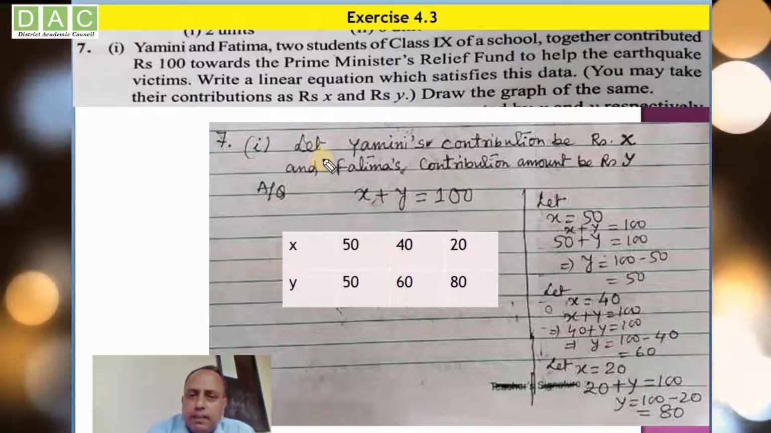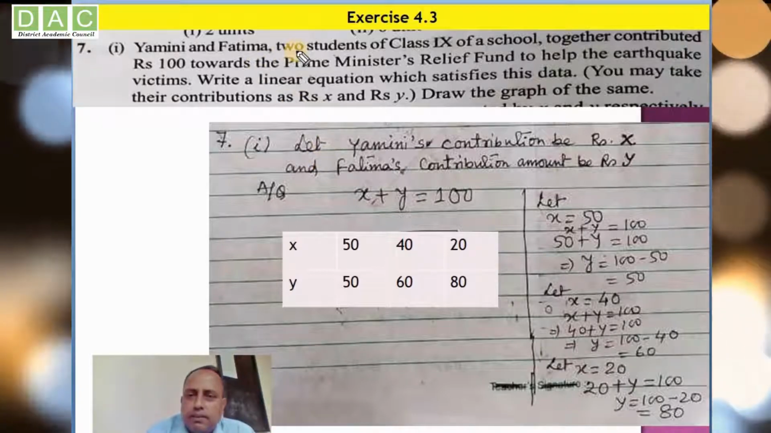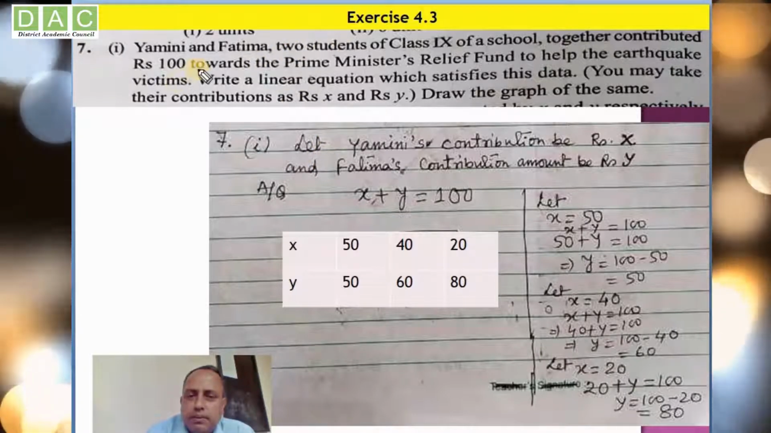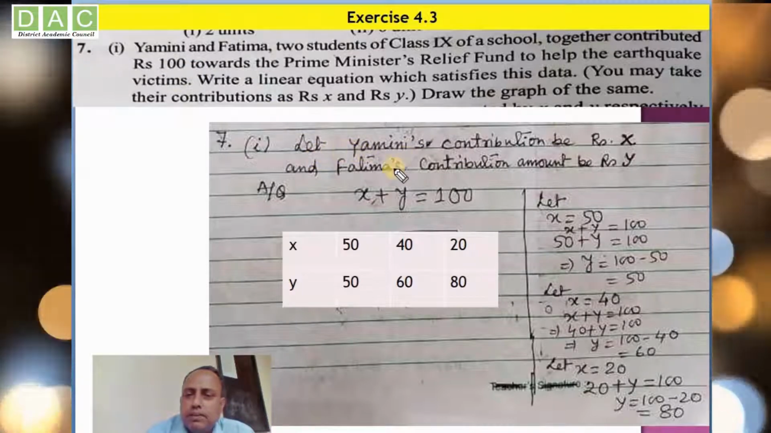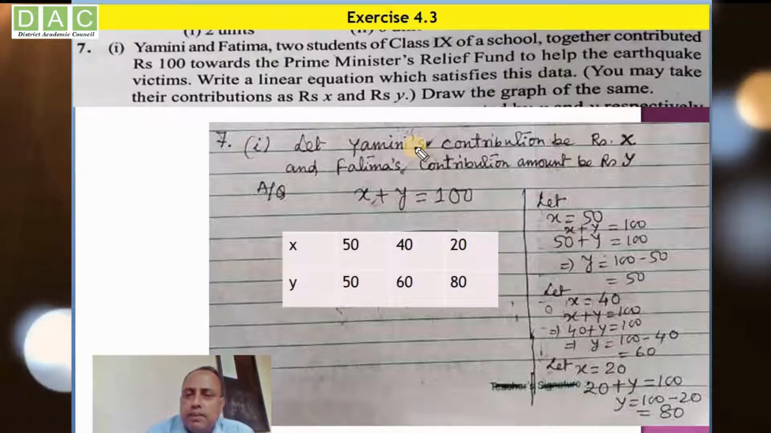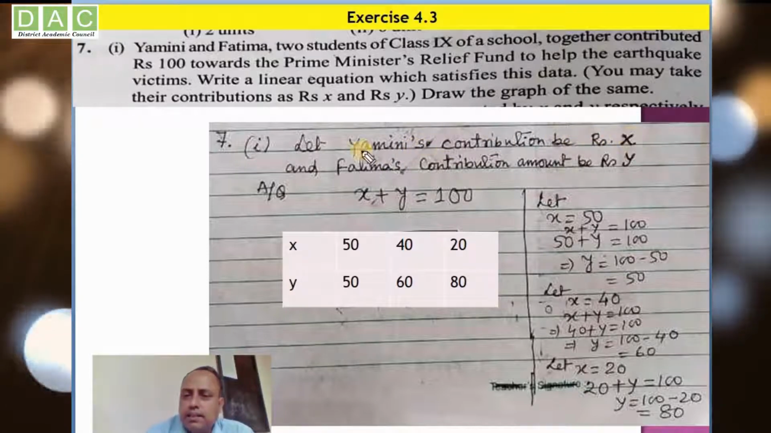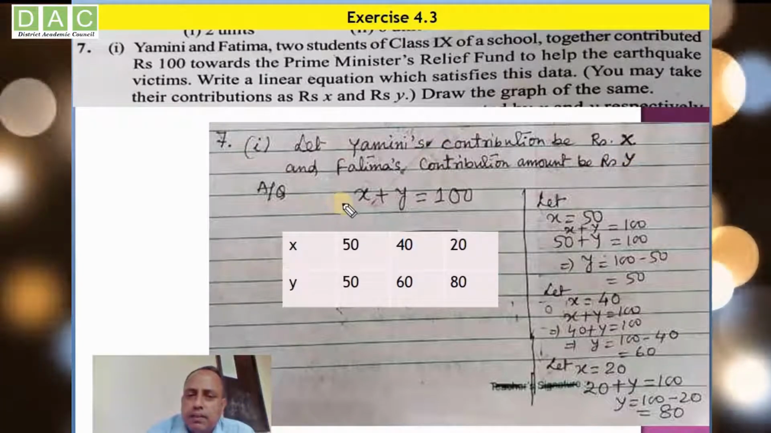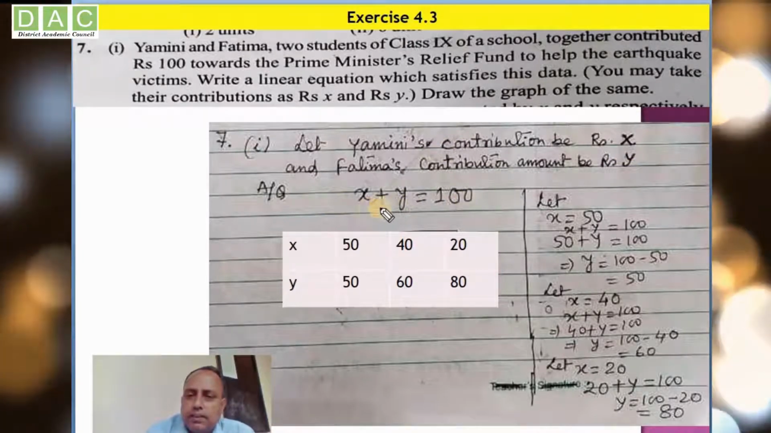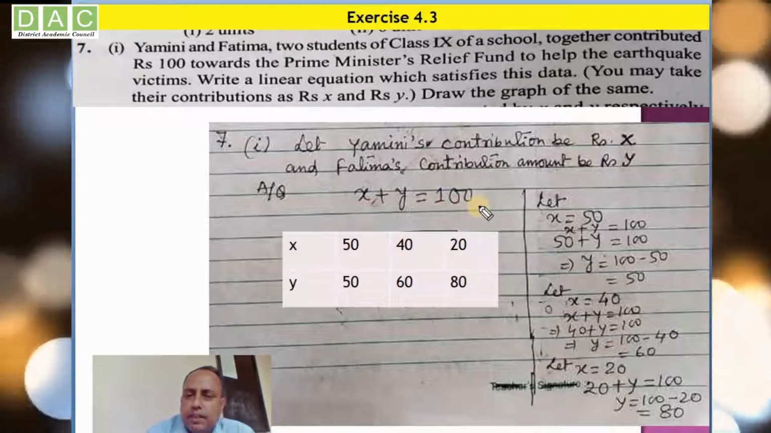Now, two students are contributing together 100 rupees. So we will denote the amount of individual students by two variables. Jamini's contribution be rupees x and Fatima's contribution be rupees y. Now x plus y equals 100. So this is the linear equation in two variables.